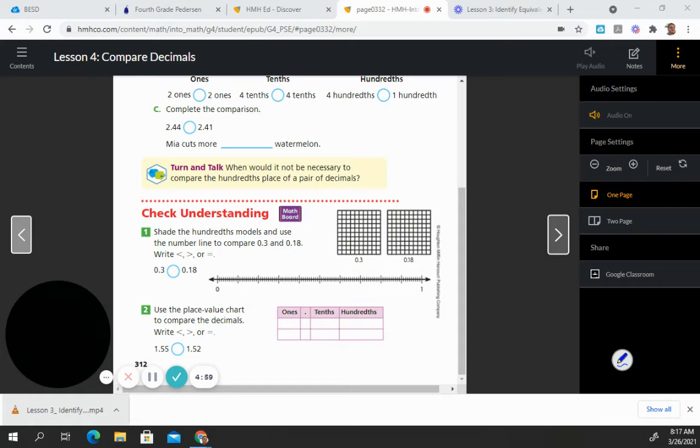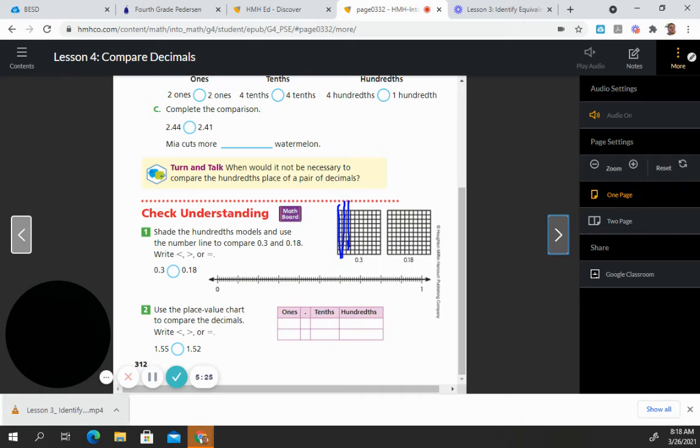Shade in the hundredths model and use the number line to compare 3/10 and 18/100. Now, I really like this because it's really easy for kids to say, well, 18 is bigger than 3, right? It's easy to say that, but we're starting at the bigger place. We're starting with how many tenths they have. So the first one has 3/10. So I go 1, 2, 3, right?